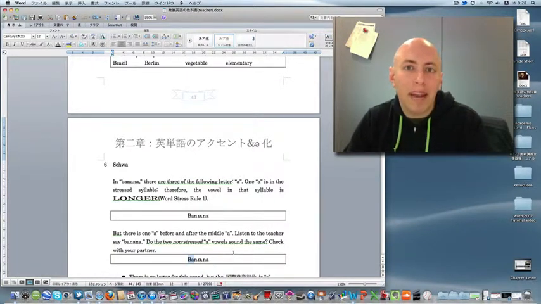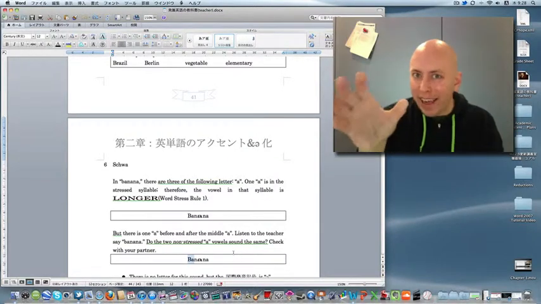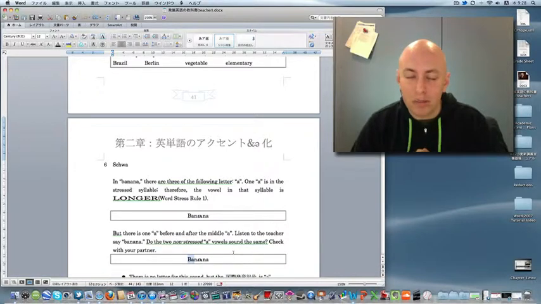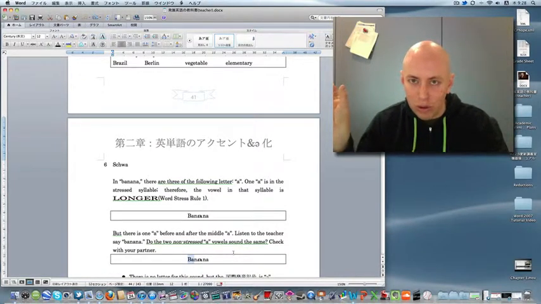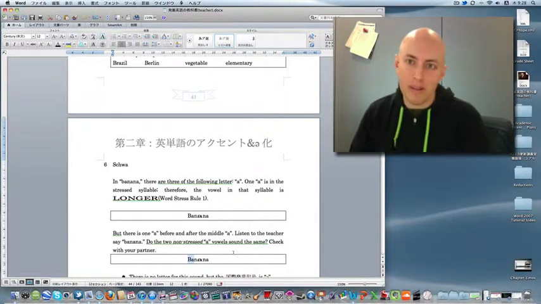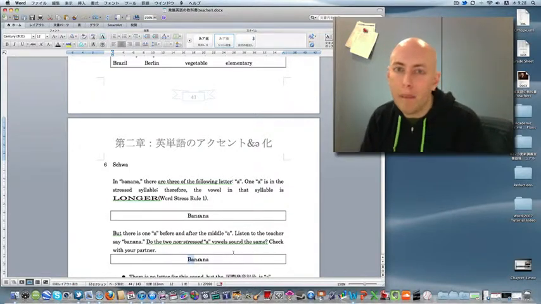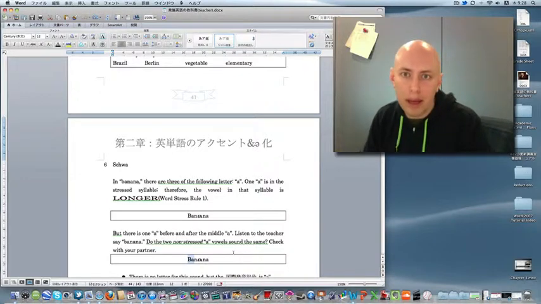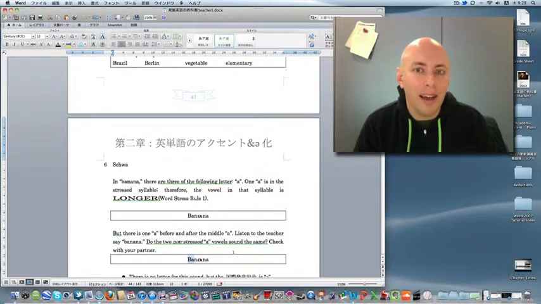Banana, banana. Now I'm going to take out the middle syllable and leave just the left and the right syllables. So this is what it would sound like without the middle syllable. Ba-na, ba-na. This syllable, that sound is called a schwa.